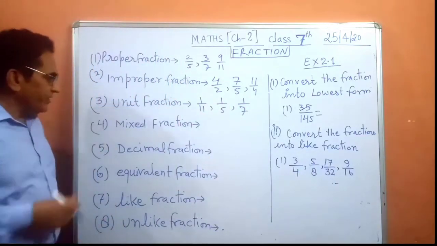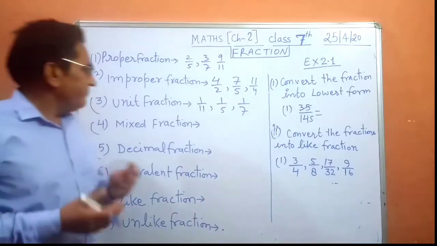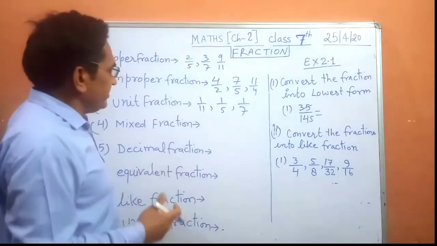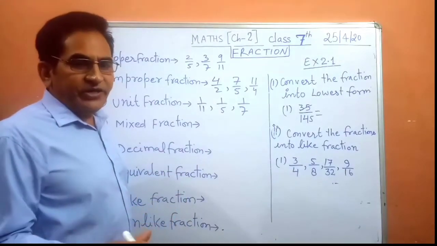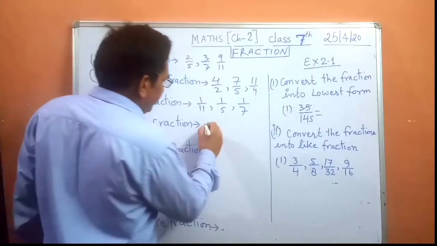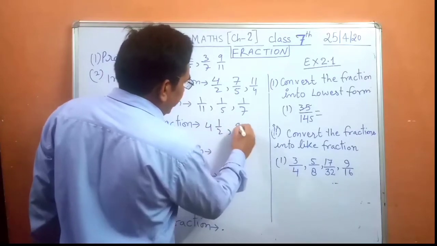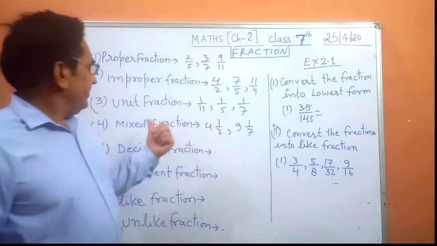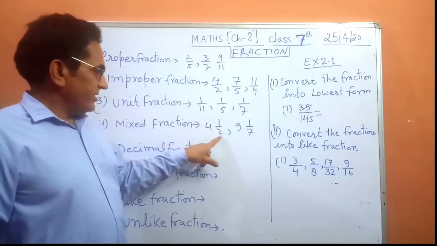Now next we come to the mixed fraction. Mixed means having two types in it, means one whole part and the other fraction part. 4 1 by 2, 9 1 upon 7. These are the mixed fractions. This is the whole part, this is the fraction part.